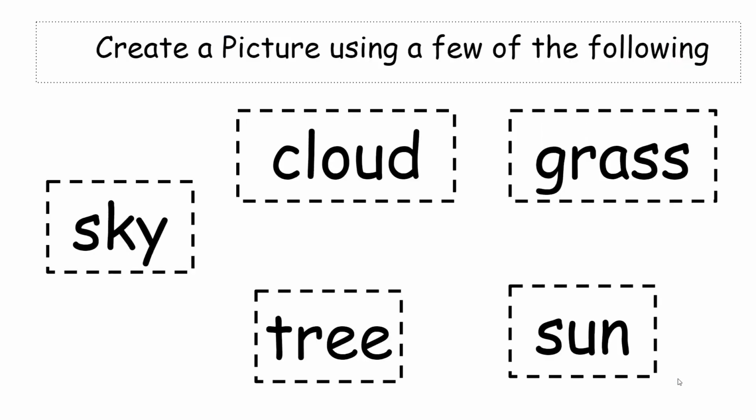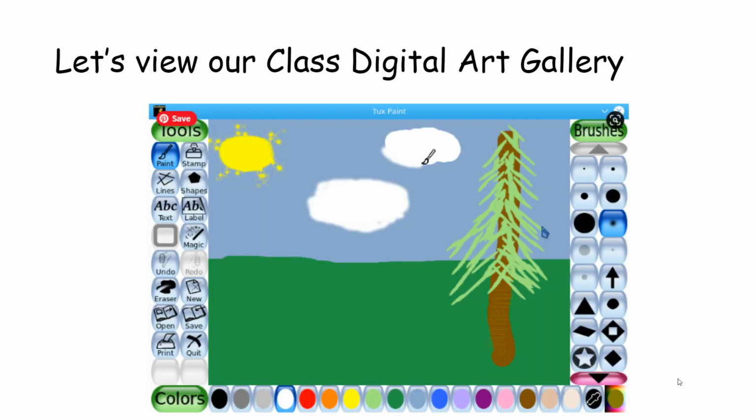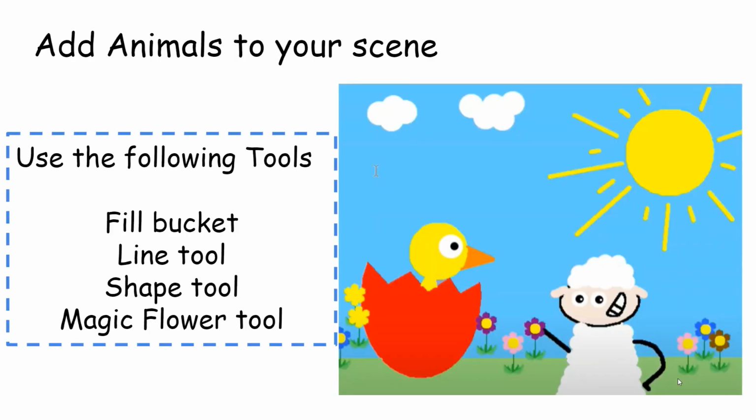The next portion that we have is called Create a Picture using a few of the following. We have the sky, we have the cloud, we have grass, we have a tree, and we have the sun. The next slide, students are able to create this slide and the students will be able to take a look at others. I also asked the students to embed more characters to their scene in which they can use additional tools such as the fill bucket, the line tool, shape tool, and even the magic flower tool.